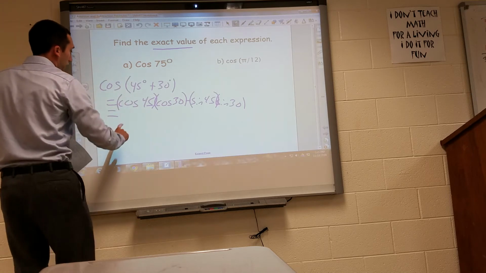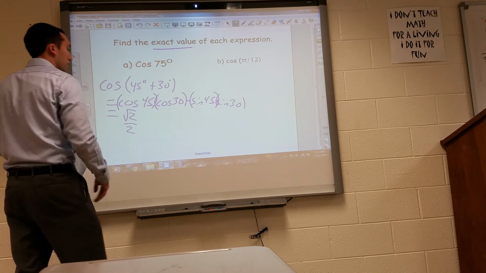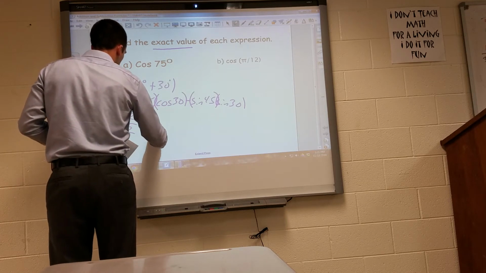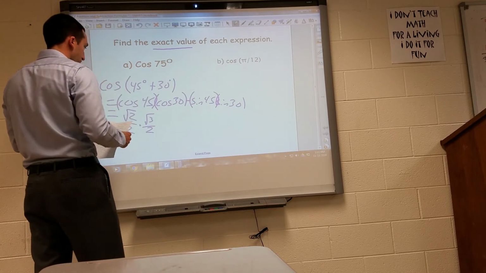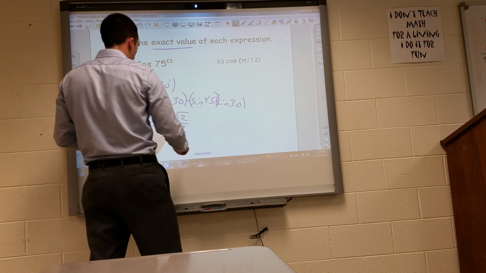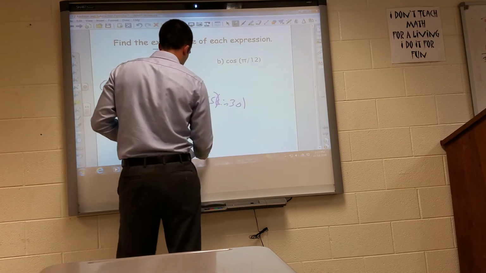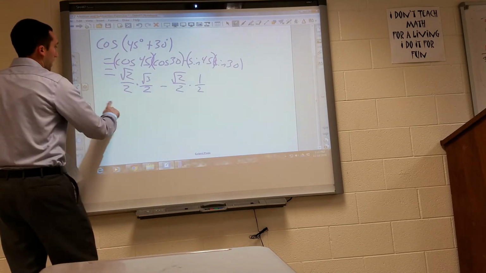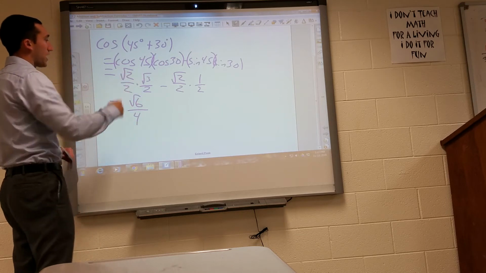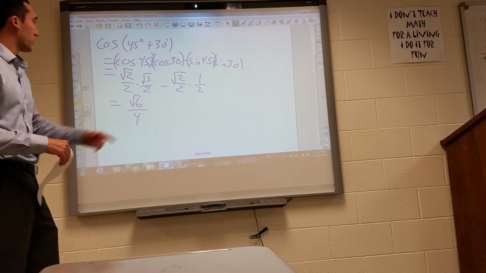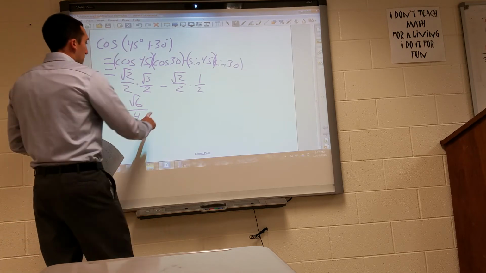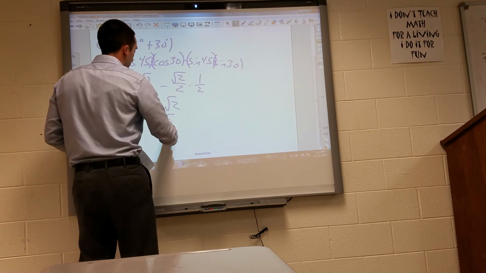So cosine of 45 we know is radical 2 over 2. Cosine of 30 we know to be radical 3 over 2. Minus sine of 45 is radical 2 over 2. And sine of 30 is 1/2. So we go ahead and simplify. We get radical 6 over 4. When I'm multiplying radicals, I can multiply the numbers underneath the radicals, keep it under the radical, minus radical 2 over 4.